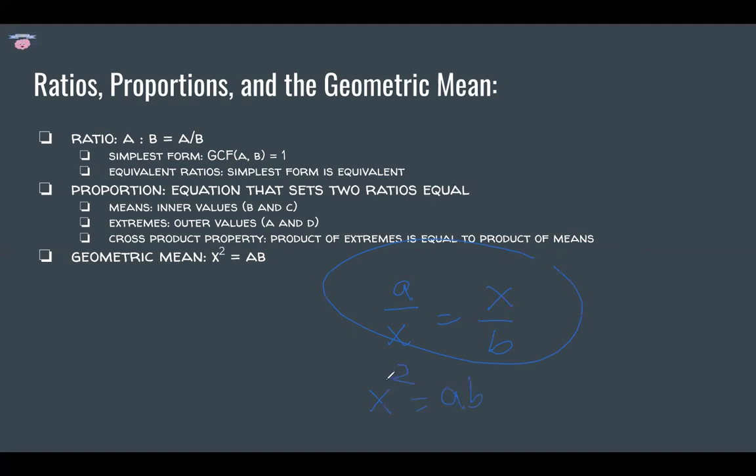Wait a minute, that looks familiar. Yes, it's the geometric mean formula. So this is a proportion, and each of these are ratios, which is what the geometric mean has to do with ratios. I'll explain in a bit about how to get this equation. How do we know that it has to be this? But now we'll be talking about some other properties of proportions.